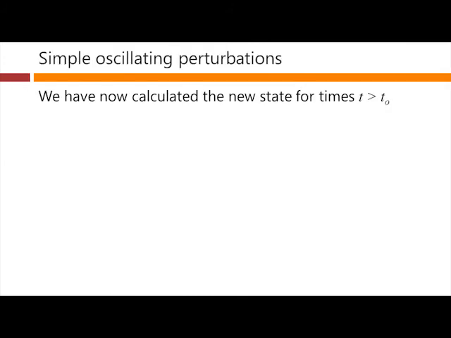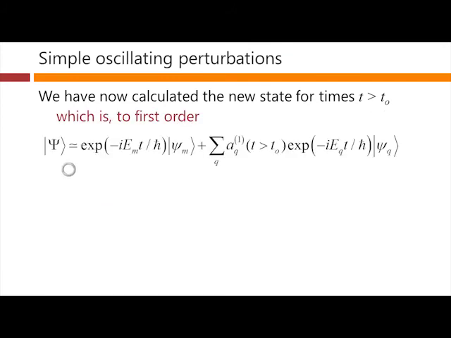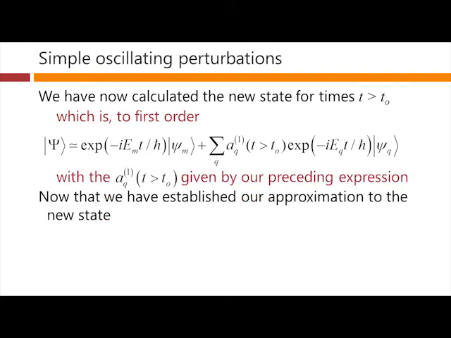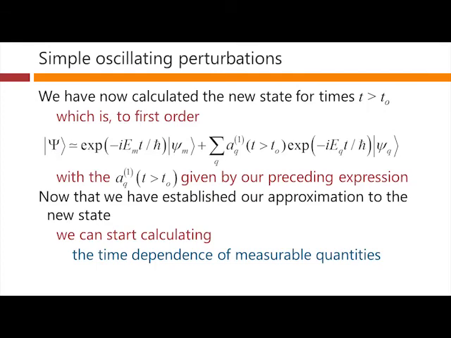So now we have calculated the new state for times t greater than t0 here, which is, to first order, this expression here. So this is our original energy eigenstate of the unperturbed problem with its time varying factor. And then the change in the wave function is the sum over all of these a_q^(1)s that we now know how to calculate for times greater than t0, that is, the ones that we get to after we've finished with the perturbation, again times these various eigenstates with their complex exponential time factors in them. And we have now established, therefore, our approximation to the new state. And now we can start calculating the time dependence of measurable quantities.